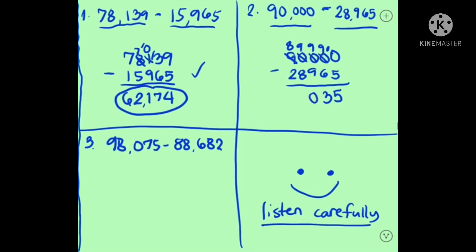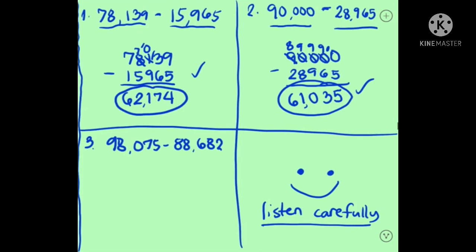Good job. 9 minus 8. 9 minus 8 is 1. Very good. And then 8 minus 2. 8 minus 2 is 6. Good job. So we have the final answer, which is 61,035. Alright? Okay, last number.